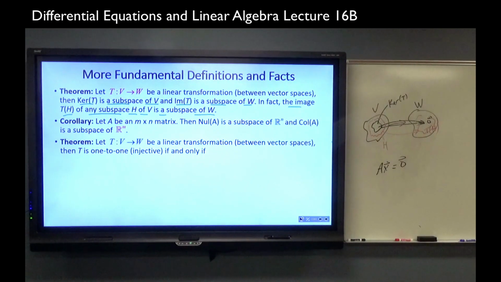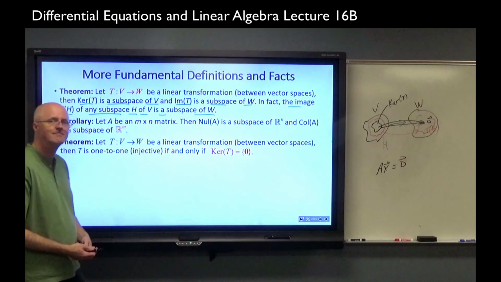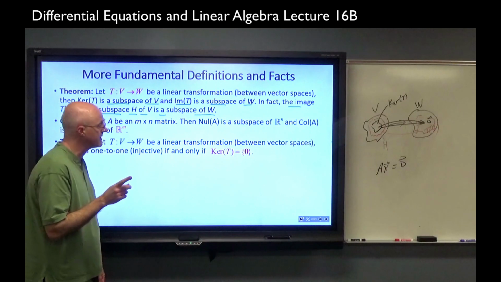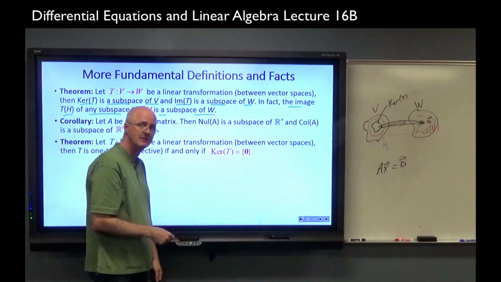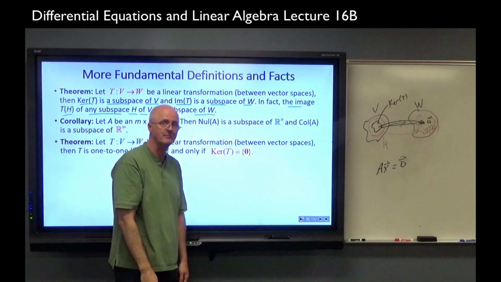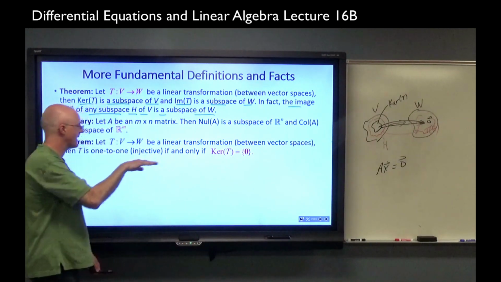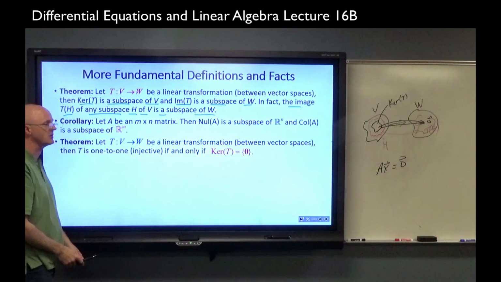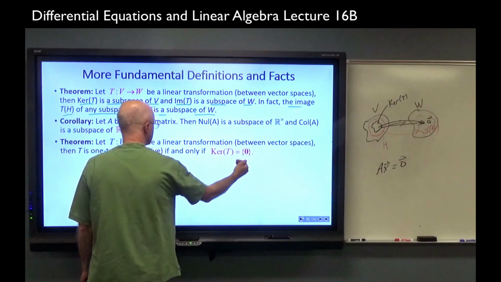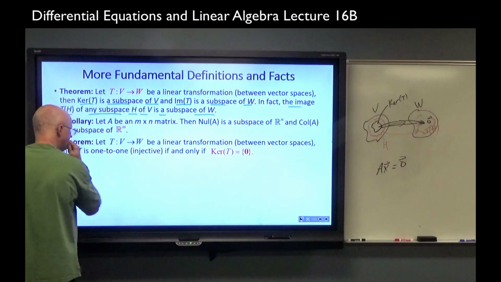Another theorem. Let T from V to W be a linear transformation. Then T is one-to-one if and only if the kernel is just the zero vector. Remember, T of 0 is always 0 for linear transformations, so the kernel certainly contains the zero vector. If you know T is one-to-one, then certainly the zero vector is the only thing that gets mapped to 0. So this direction, assuming it's one-to-one, implying the kernel is just the zero vector, is pretty easy. A little trickier the other way. If you assume the kernel is just the zero vector, then T must be one-to-one.